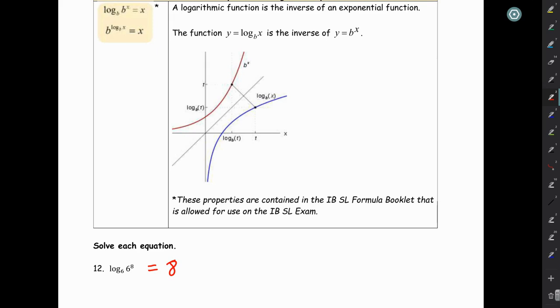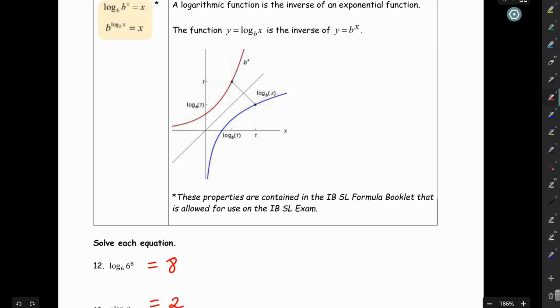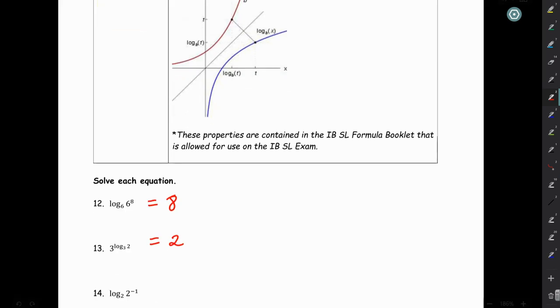Now, number 13 is like this second property. We have b raised to log base b. Here we have 3 raised to log base 3. So our answer is just going to be 2. And we have log base 2 of 2 raised to the negative 1 power. Log base 2 of 2 is 1. That negative 1 can leapfrog to the front. So this is equal to negative 1.